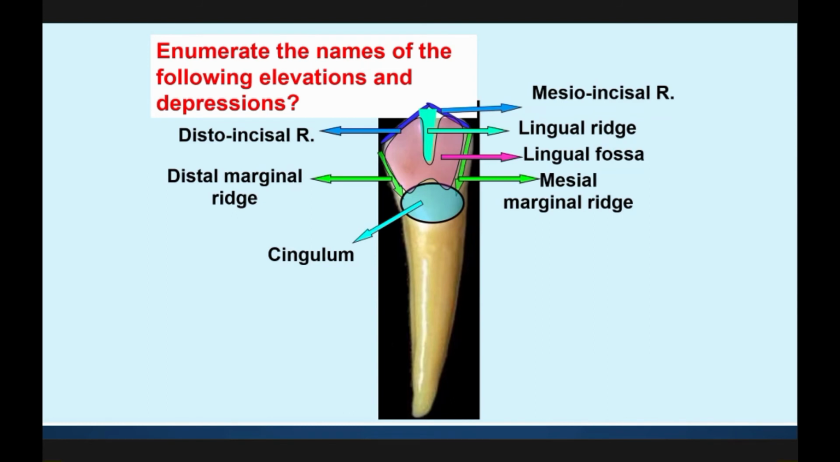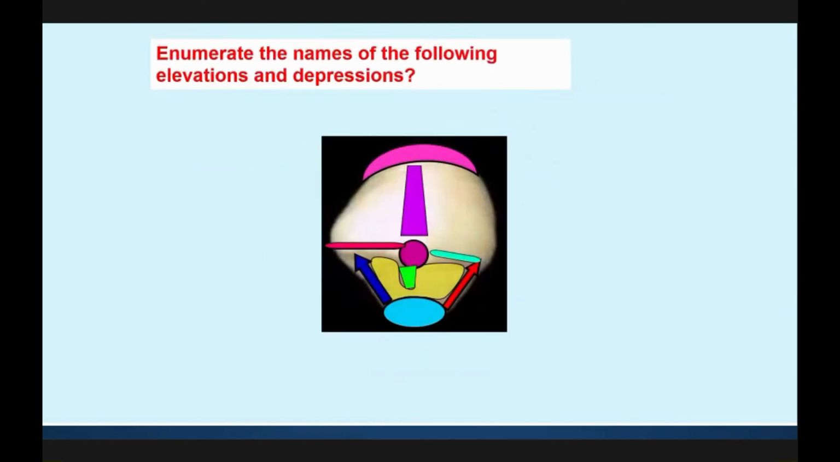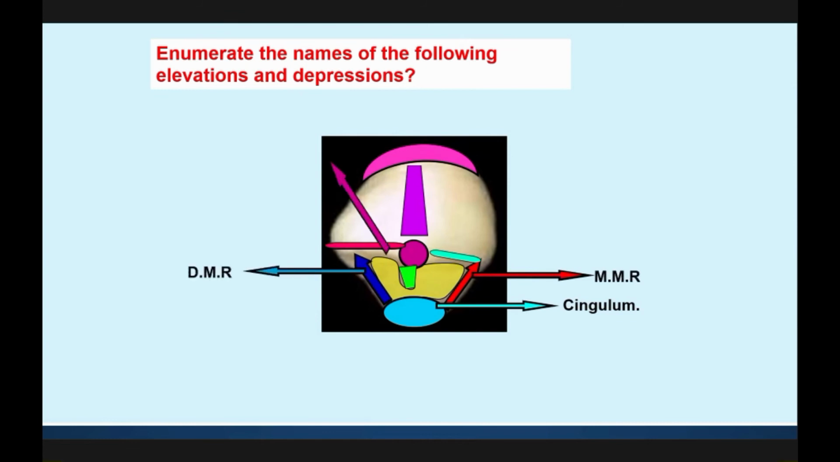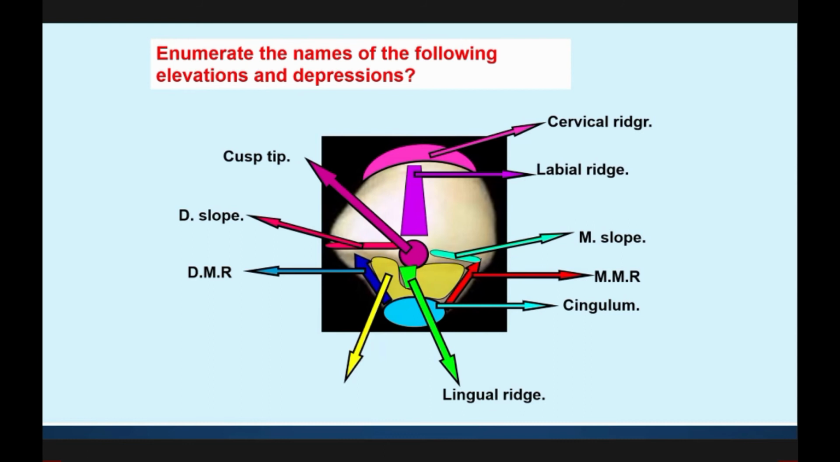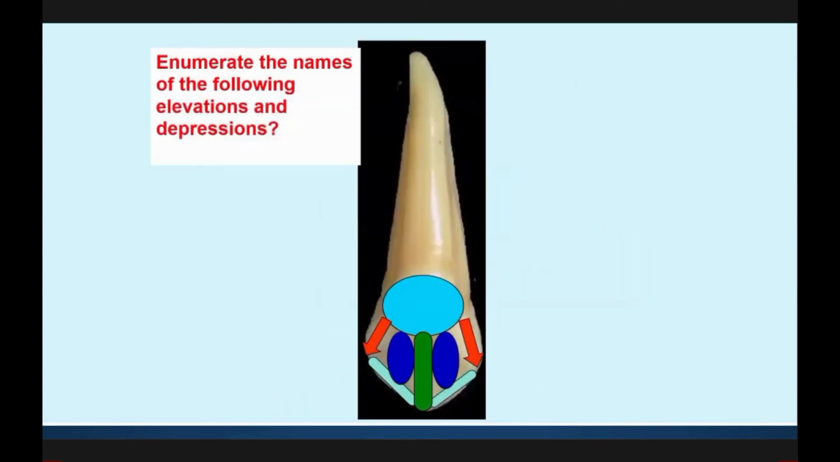This is the lower canine. This is the lingual surface of the lower canine. You see here cingulum, mesial marginal ridge, distal marginal ridge. Then you got the cusp tip. Then you got the cuspal ridge, distal cuspal slope or mesial cuspal slope. Then the incomplete lingual ridge, then the cervical ridge, then this labial ridge, and finally the lingual fossa is a single lingual fossa, which is a little bit U-shaped. So we got all these following elevations and depressions.